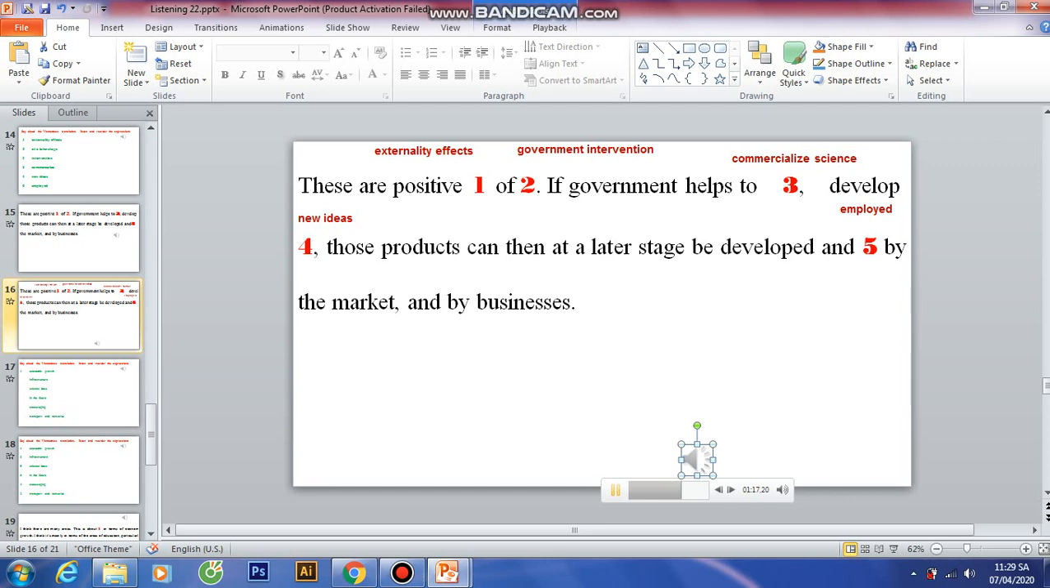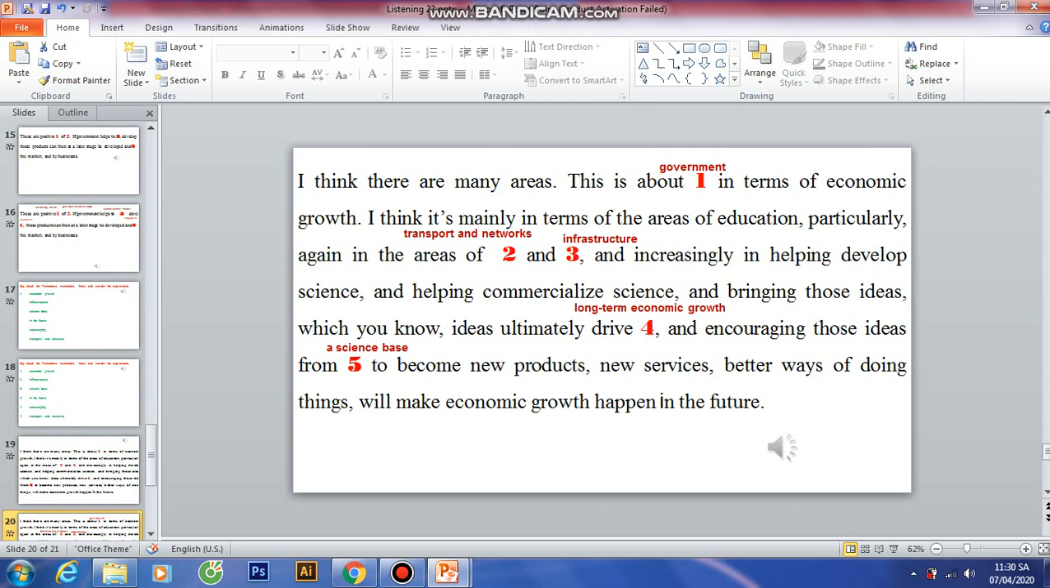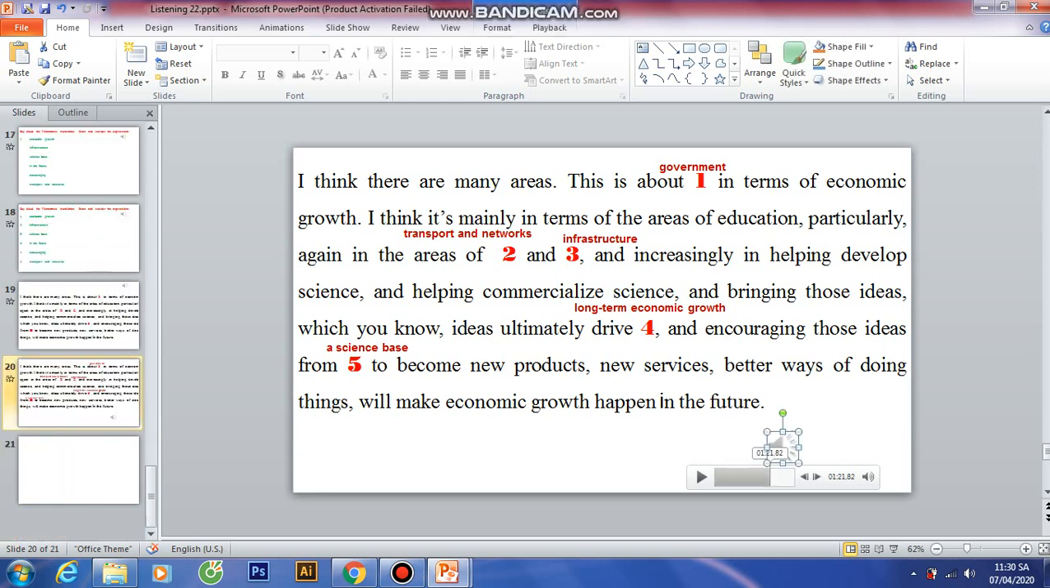If government helps to commercialize science, develop new ideas, those products can then at a later stage be developed and employed by the market and by businesses. I think there are many areas. This is about government in terms of economic growth. I think it's mainly in terms of the areas of education, again in the areas of transport and networks and infrastructure, and increasingly in helping develop science and helping commercialize science and bring those ideas, which ultimately drive long-term economic growth, and encouraging those ideas from the science base to become new products, new services, better ways of doing things will make economic growth happen in the future.